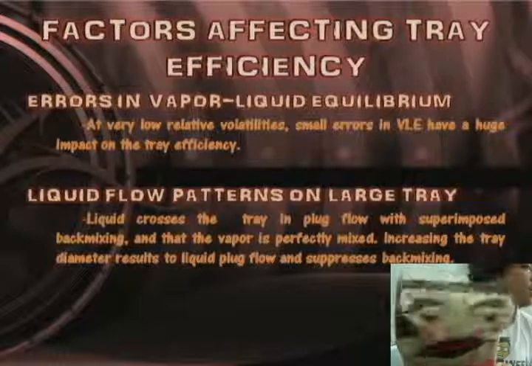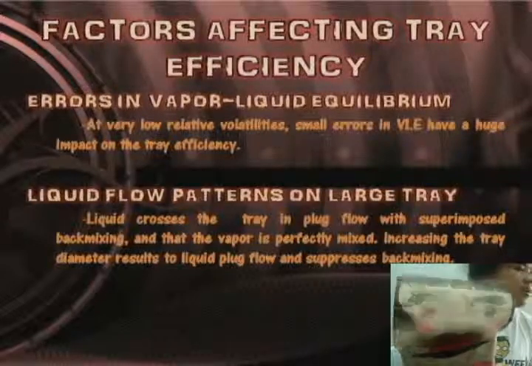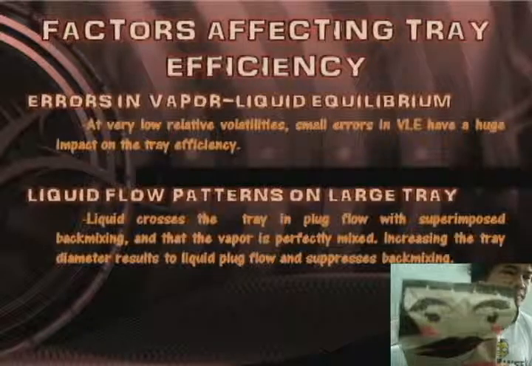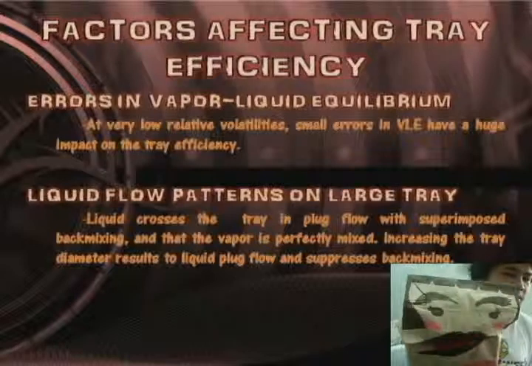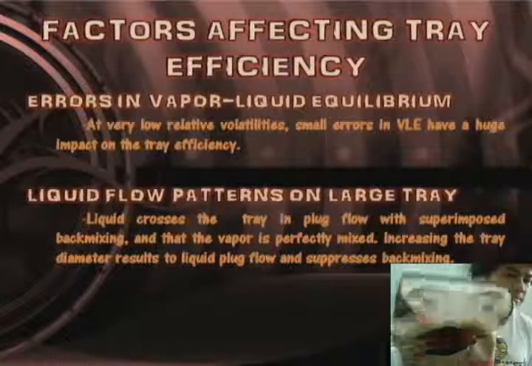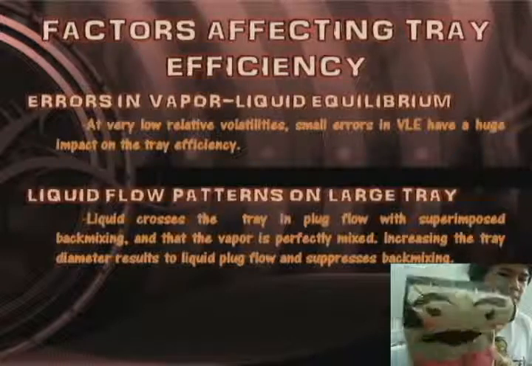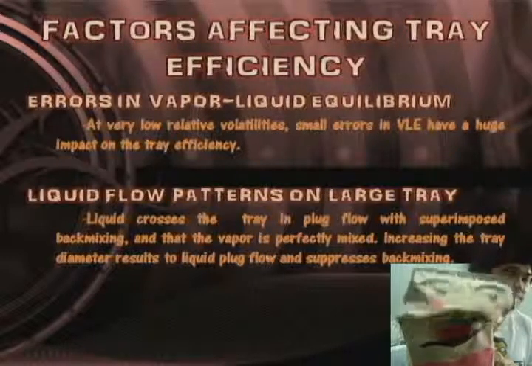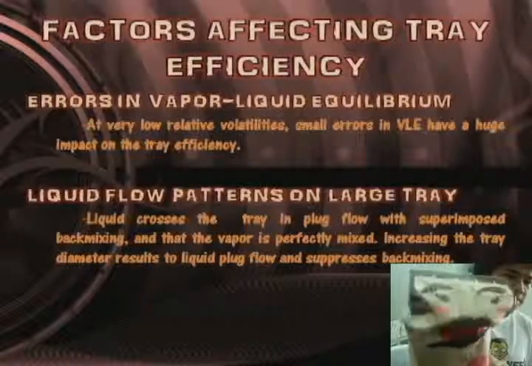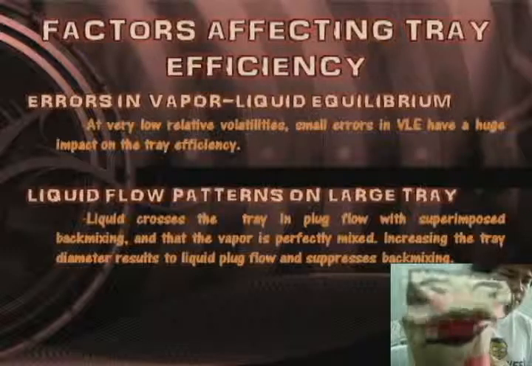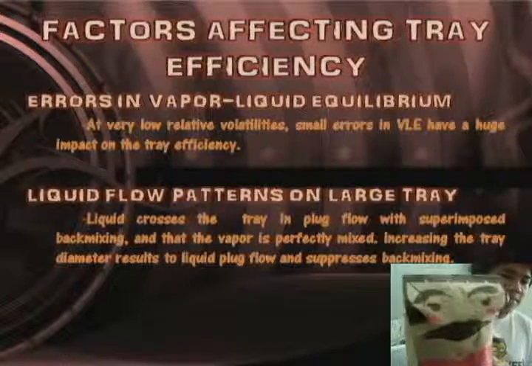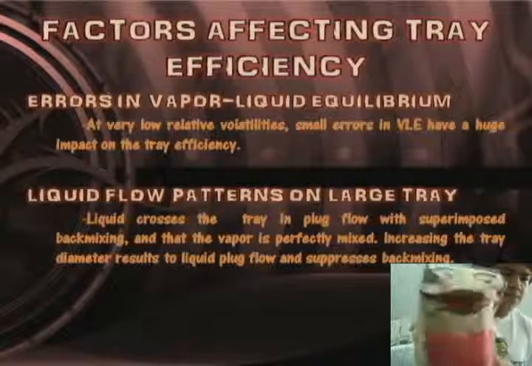There are several factors that affect tray efficiency. First, errors in vapor-liquid equilibrium. At very low relative volatilities, small errors in vapor-liquid equilibrium have a huge impact on the tray efficiency. Next, liquid flow patterns on large trays. Liquid crosses the tray in plug flow with superimposed back mixing, and the vapor is perfectly mixed. Increasing the tray diameter results in liquid plug flow and suppresses back mixing.